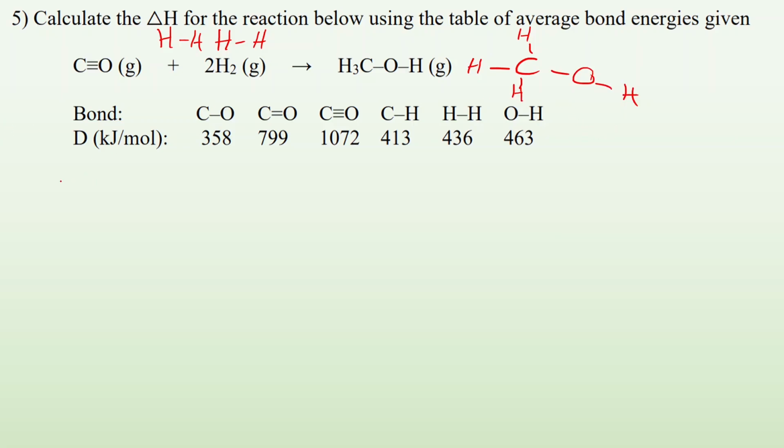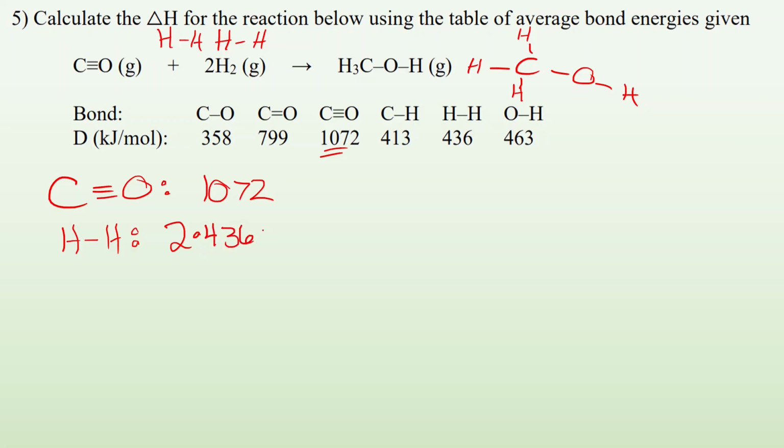All right, in order to break this carbon triple bond to oxygen, well, there's only 1 of them, and it's going to take 1,072 kilojoules to break that. I also have to break these hydrogen-hydrogen bonds, and because I have 2 molecules of H2, there's 2 of those bonds I need to break, and they're each 436 kilojoules, so that gives me a total of 872 kilojoules I need to invest to break all those bonds in the reactants.